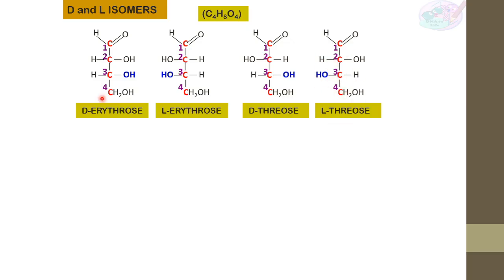One thing always remember, D-erythrose and D-threose are stereoisomers, because why are they isomers? Because of just a change in the position of this OH and H. That's why they are stereoisomers. But D-erythrose and D-threose are not enantiomers, because they are not mirror images. So D and L types of sugars are enantiomers, but all these are stereoisomers. Likewise, D-threose and L-threose are enantiomers, and they form a non-superimposable mirror image.